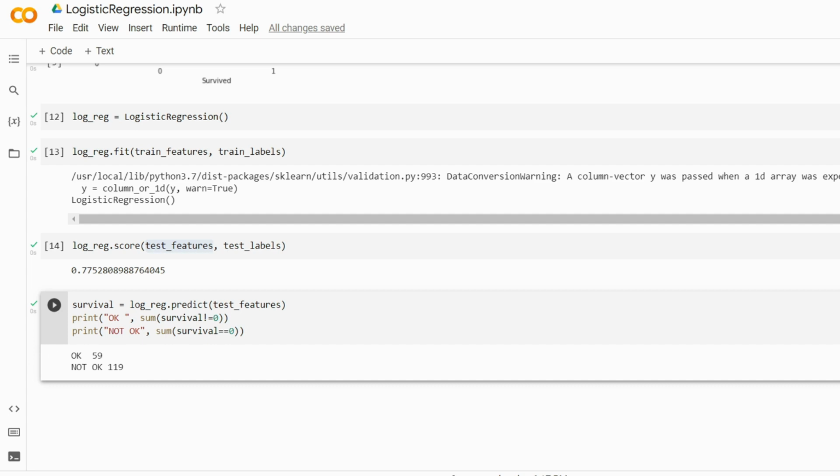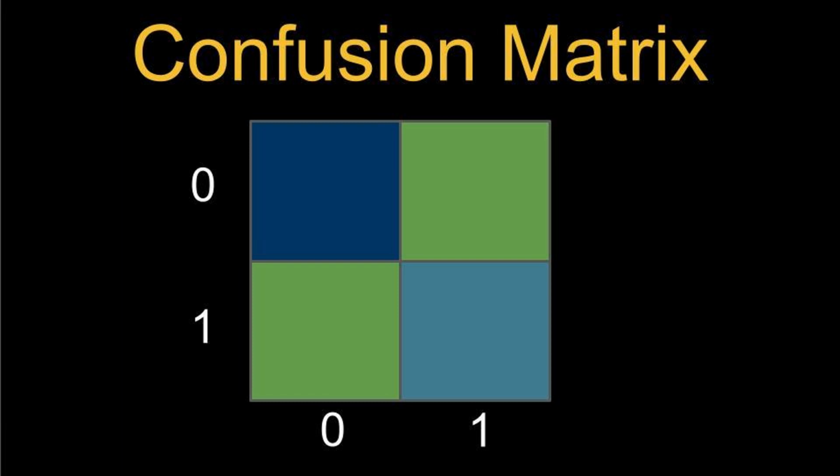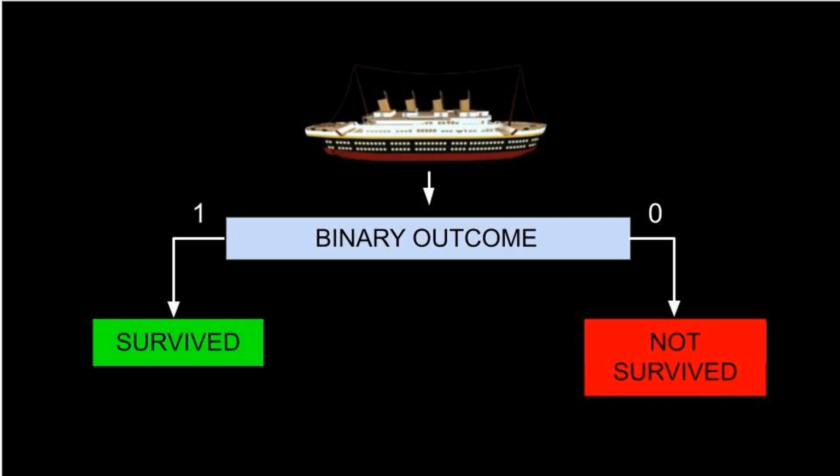Now, let's talk about the efficiency of our algorithm. In particular, a certain table, or rather a matrix that is used for its visualization, which came to machine learning from the field of statistics and is called the confusion matrix. Basically, it depicts how accurately our algorithm predicted the outcome of an event. Horizontally, it represents our model's predictions, and vertically, the real outcome of the event. 1 means that the passengers survived, and 0 that they did not.